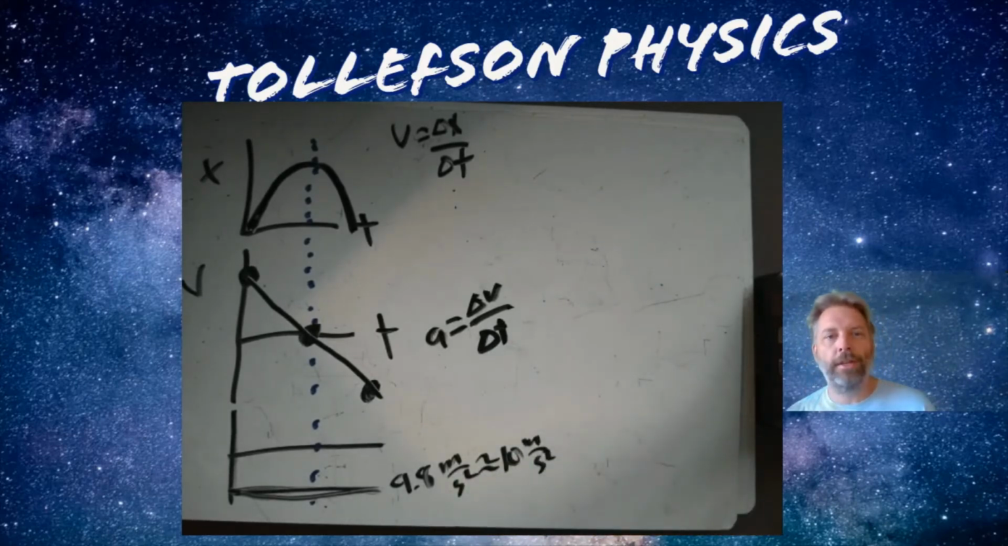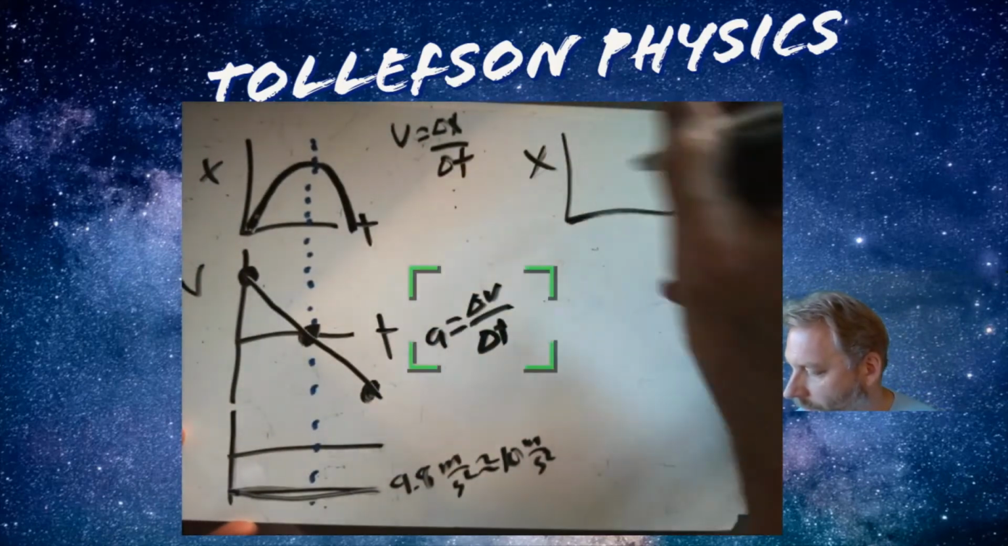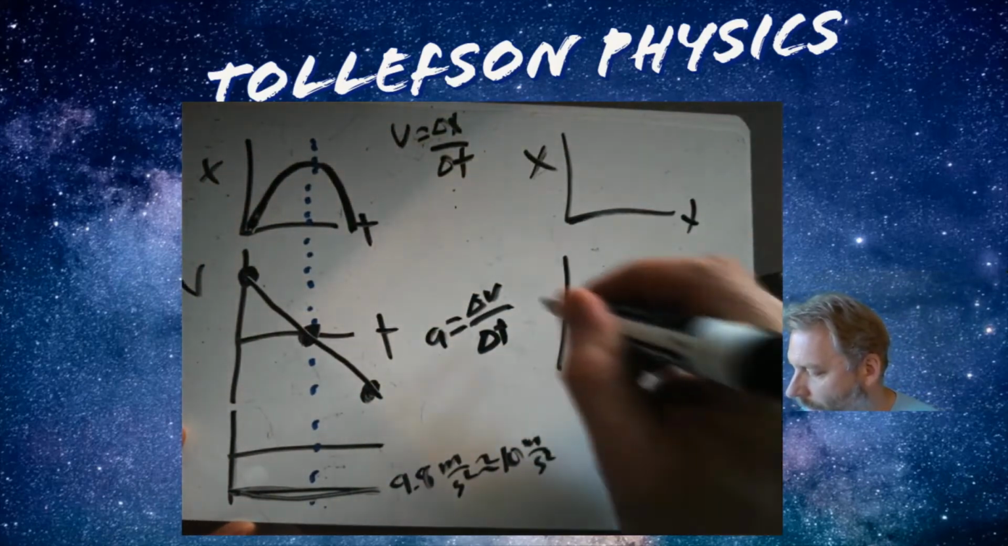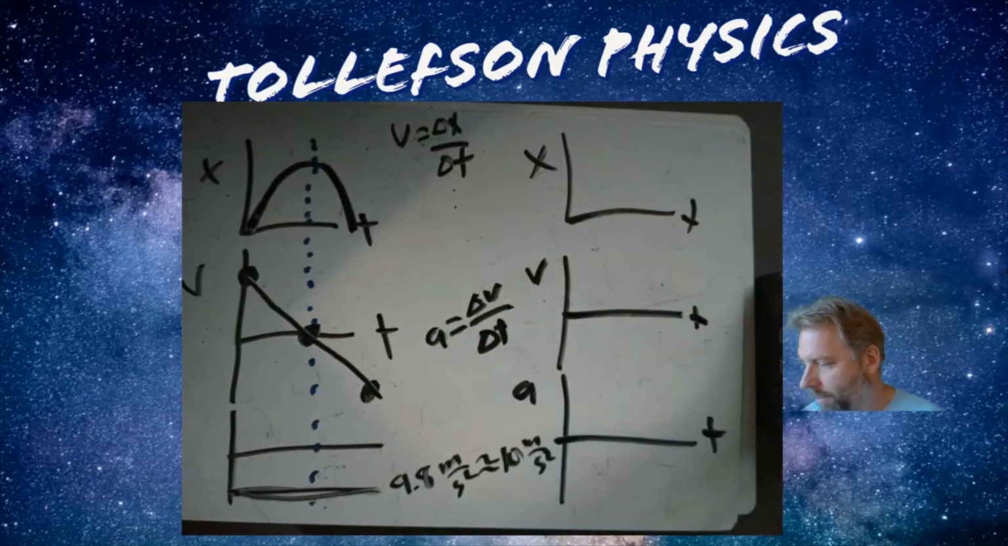All right, so that is what we're going to see when something is thrown in the air. And we'll get into that a little bit more. So let's change things a little bit. Let's go position time. Let's go velocity time. Let's go acceleration time. This will be our last example.